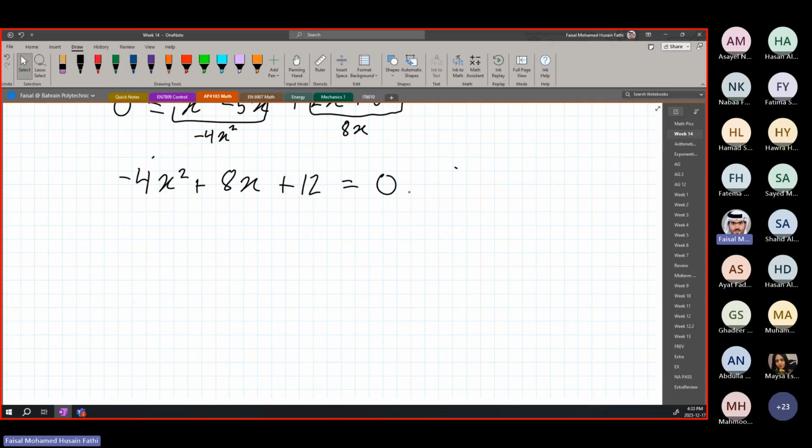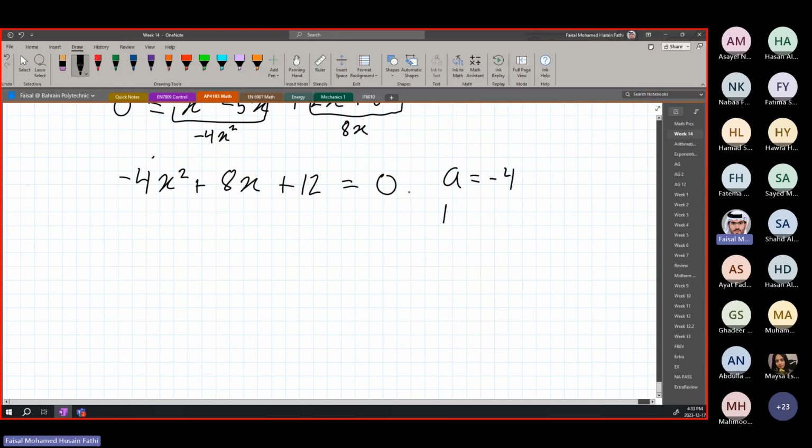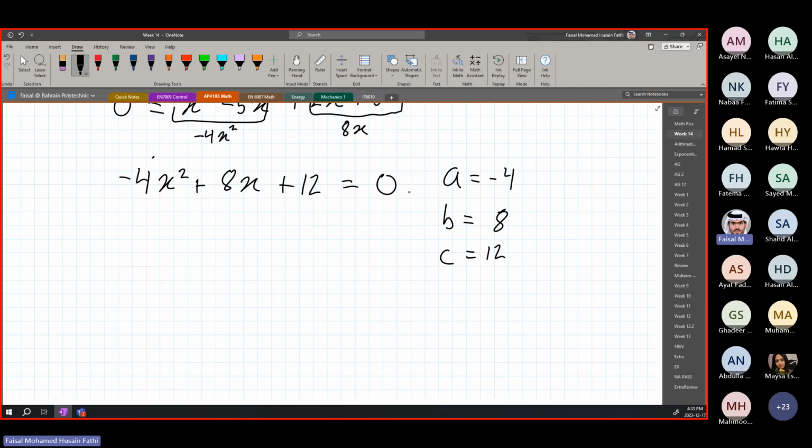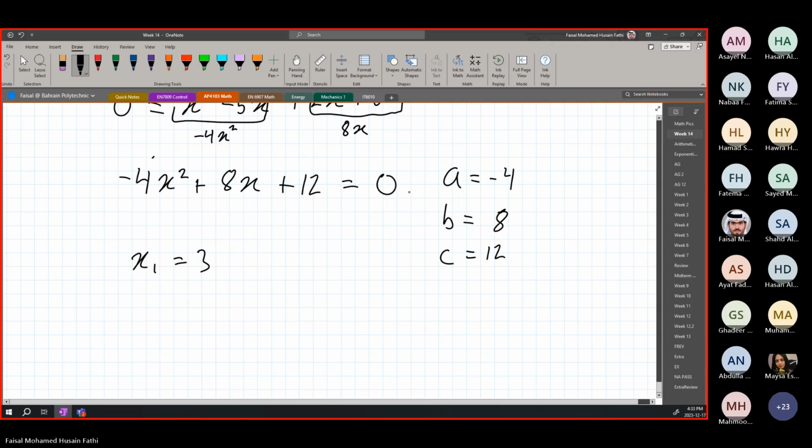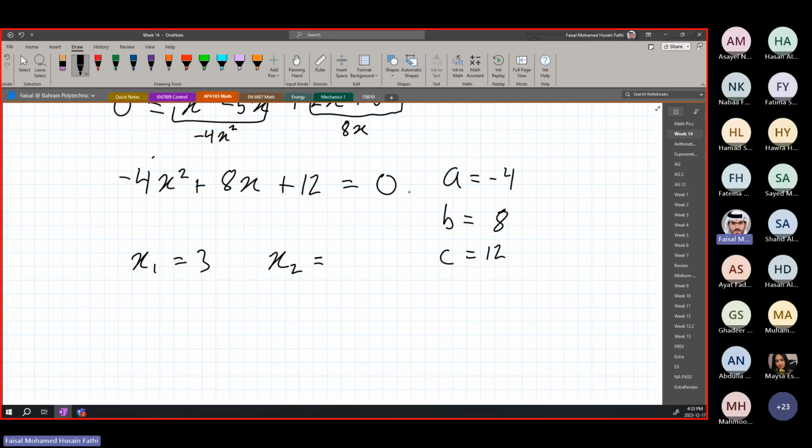You have a calculator. A is equal to minus 4. B is equal to 8. C is equal to 12. Plug it into the calculator. Mode 5, 3, minus 4, 8, 12, equals. x1 is equal to 3 and x2 is equal to minus 1.